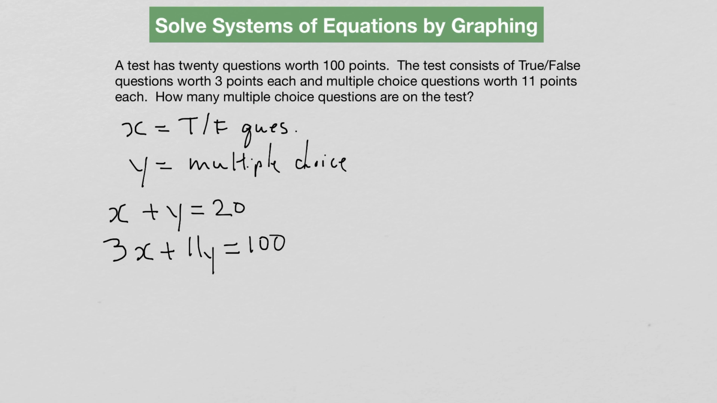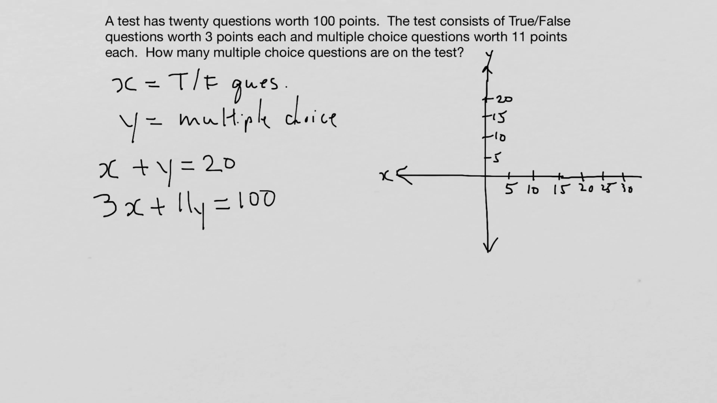Okay, so the next step is to graph the equations. We've set up two equations already, and they're in standard form. So I'm going to rewrite these equations in a different color just to differentiate the graphing. I'm going to call x plus y is equal to 20 in green, and then 3x plus 11y equal to 100 in red. So let's graph the first equation, x plus y equal 20 in standard form.